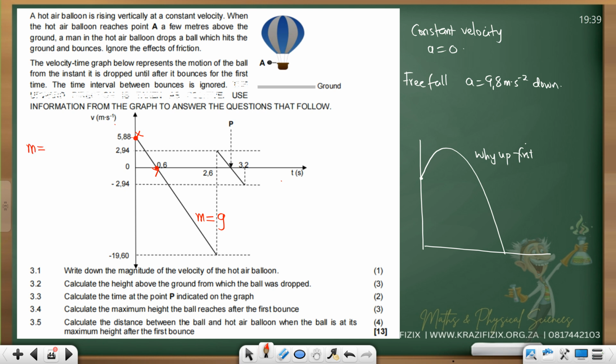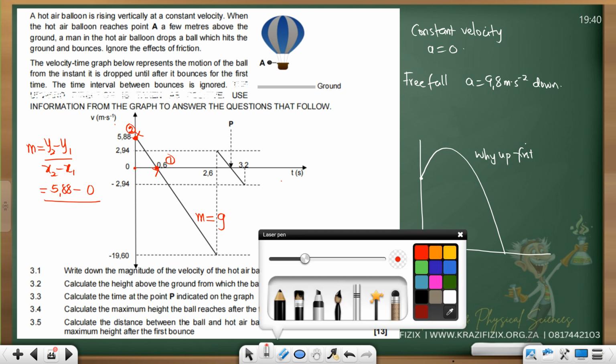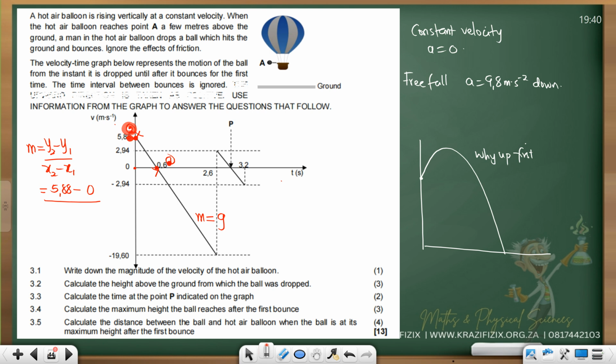Gradient, we say y2 minus y1 over x2 minus x1. I want to quickly show you something here. What's my y? 5,88. Second y, 0. Right? Okay. Which one is my x2 and which one is my x1? Let me show you. Let's call this point 2 and this point 1 for clarity. What is my y2, y at point 2? This is point 1. Y is 0.